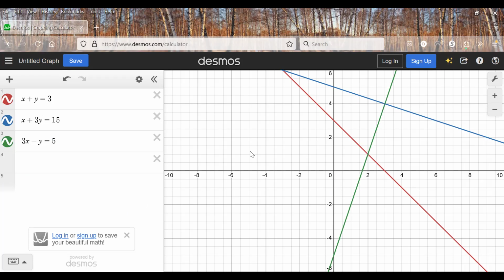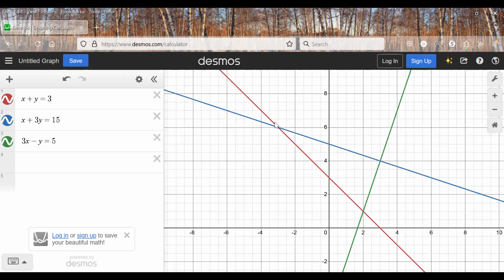Okay, and so we can see that there are three different intersection points, one for these two lines, one for these two lines, and one for these two lines. So there's not one for all three, so there's not a common point to all three, but there are different ones. For the first two, it looks like negative 3, 6. For this point, we have 3, 4. And for this point, we have 2, 1.